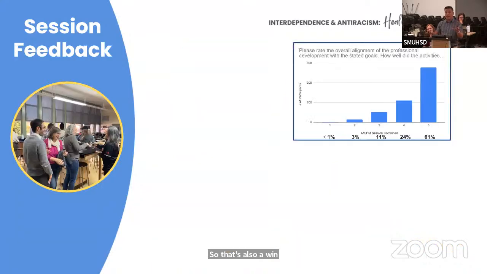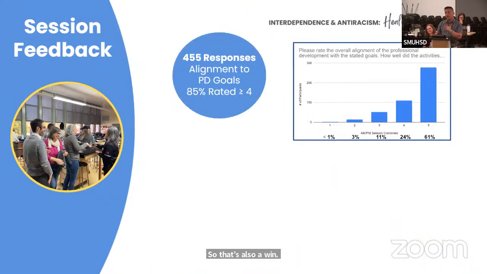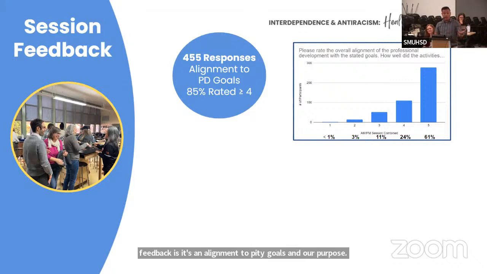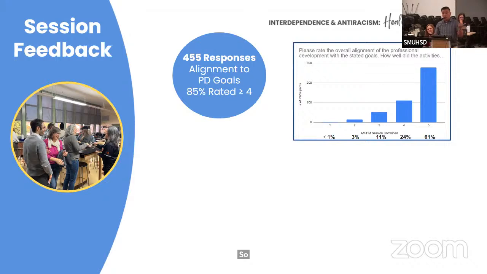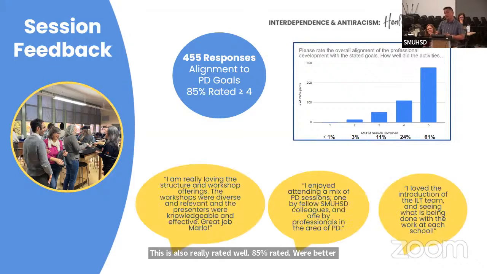The third question that we ask when we ask for session feedback is its alignment to PD goals and our purpose. So as I outlined what our purpose was earlier this evening, this also rated really well, 85% rated 4 or better, saying that it was in direct alignment with how the day was designed and what it intended to do.